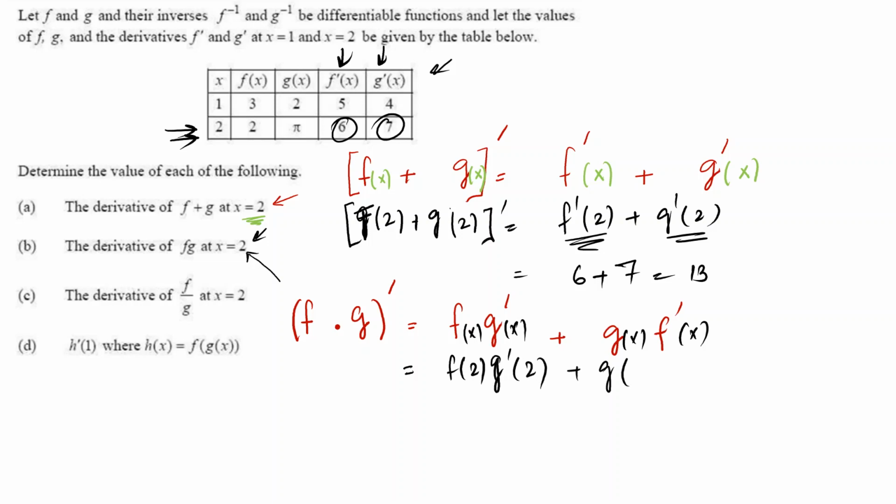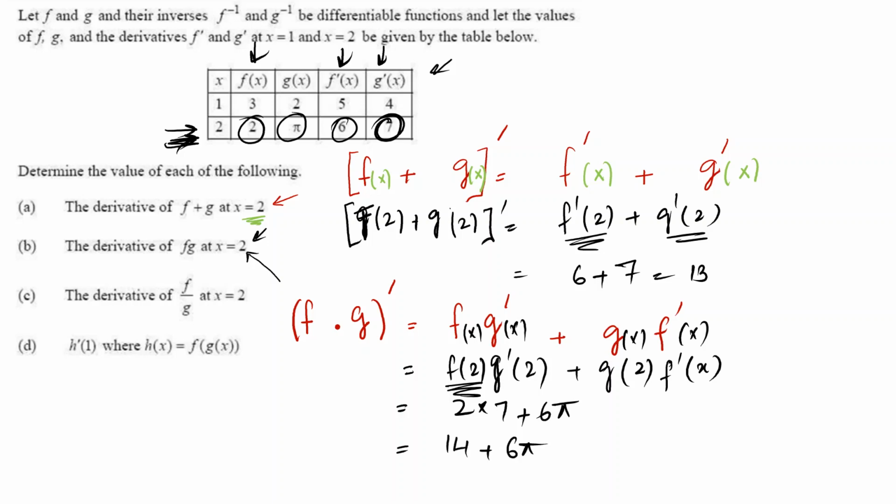Now remember, whether it is a normal exam or the AP Calculus exam, unless it is a multiple choice question, you have to show all the steps. Now look at the table. F of 2: f is here, 2 is here. So f of 2 is 2. G prime of 2 is 7. 2 times 7 plus g of 2, which is pi, times f prime of 2, which is 6. So it will give you 6 pi. So 2 times 7 is 14 plus 6 pi. So that is our answer.